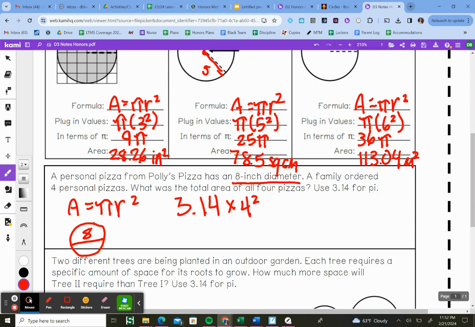All right, 3.14 times 16, that would be 50.24. But then there are 4 pizzas. So 50.24 times 4 would be 200.96 inches squared. Square inches.